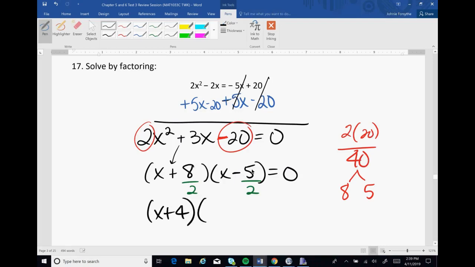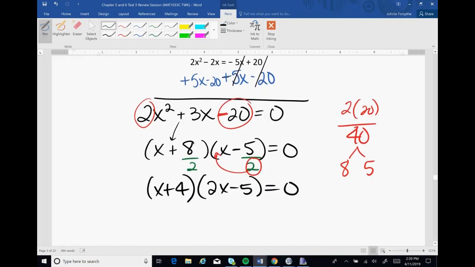But over here, negative 5 over 2, we can't reduce that further. So we're going to take that 2 and bring it up here. So it's going to be 2x minus 5 equals 0. So now that we have factored it, to solve it, we're going to take each factor and set it equal to 0.